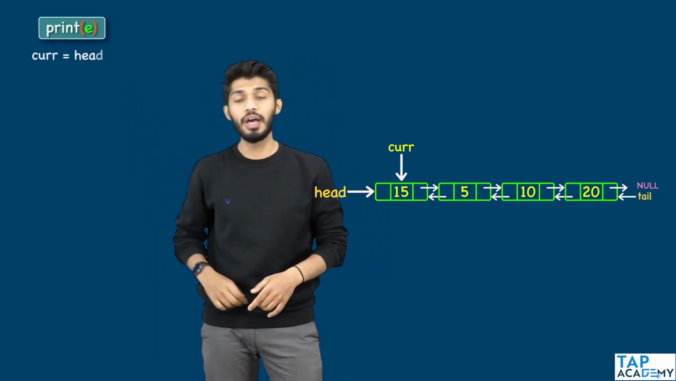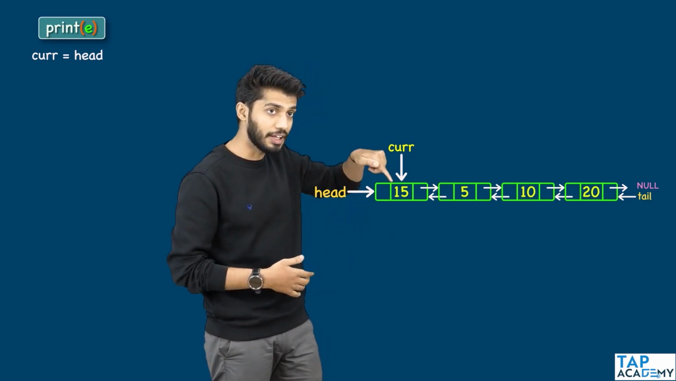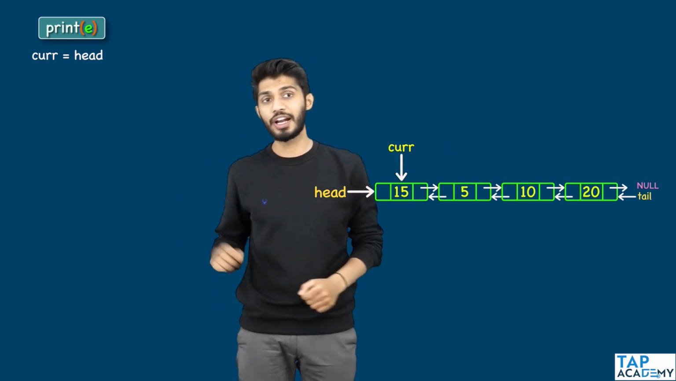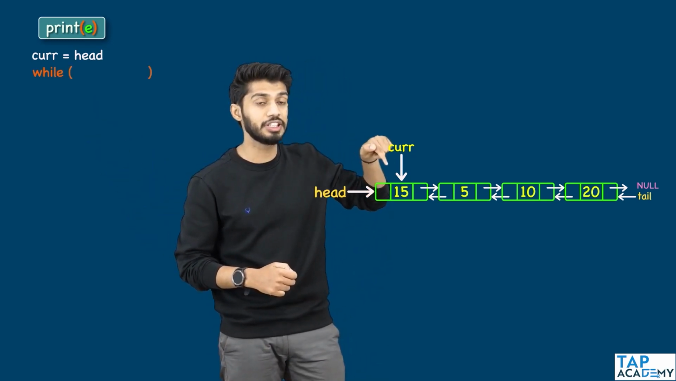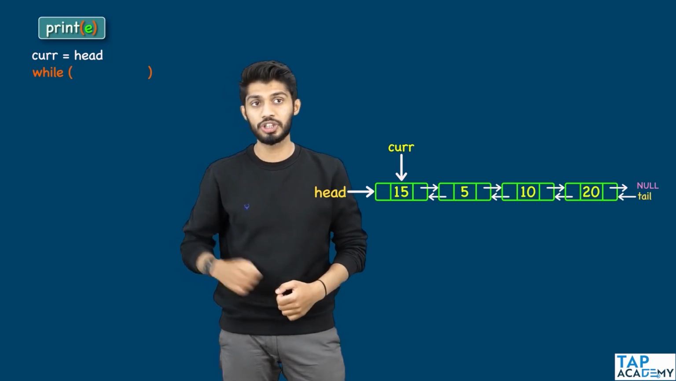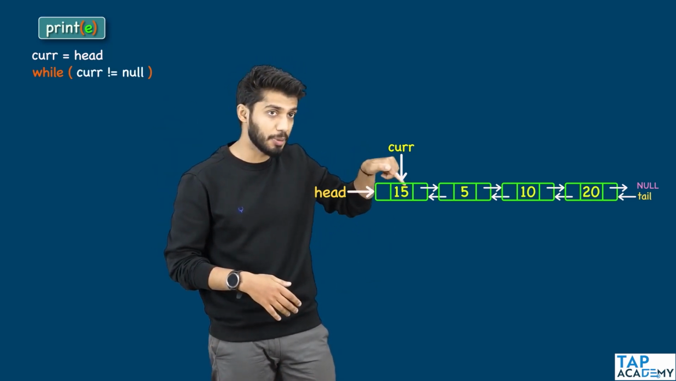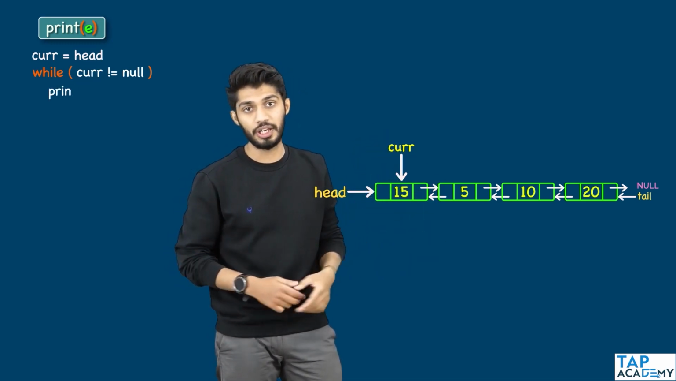Current equal to head. After that, I need to write one loop where I can keep on printing the data as well as moving. So for that, I will write a while loop. And what should be the condition? Condition has to be whenever current is not equal to null. I'll write that condition. Once this is done, all I have to do is print the data present inside the current node. So I will say current dot data, meaning I need to print the current dot data.